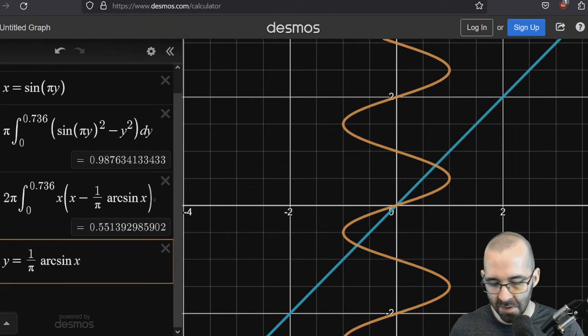Oh, and you can see it visually on Desmos. I don't think I showed it on Desmos. This is what arcsine looks like. Or this is what the y equals 1 over pi arcsine looks like in white. And you can see, yeah, it doesn't go high enough. Because arcsine is a function. And a function has to pass the vertical line test. So that's why arcsine stops here, to keep it a function.